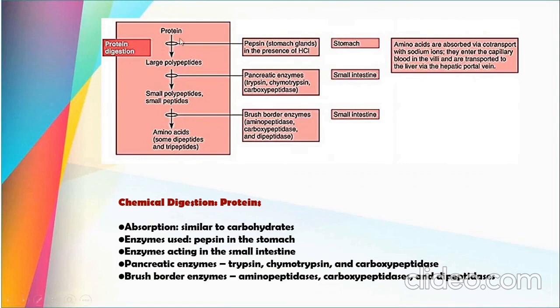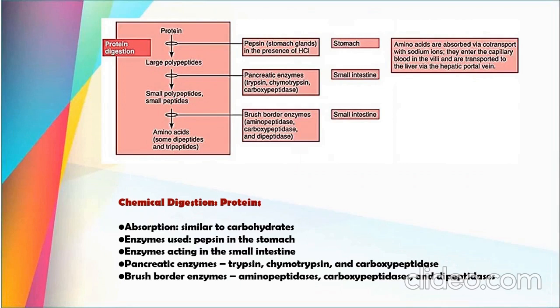Now here the protein gets converted into large polypeptides in the presence of pepsin. This reaction occurs in the stomach. After that, the large polypeptides get converted into small polypeptides and small peptides in the presence of pancreatic enzymes, which are trypsin, chymotrypsin and carboxypeptidase, in the small intestine.